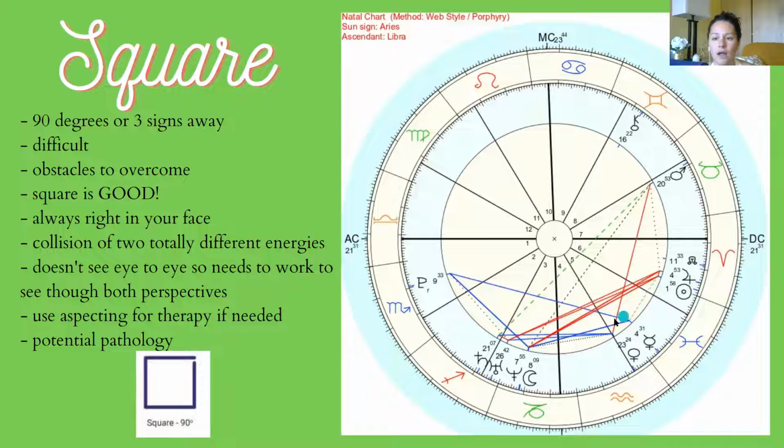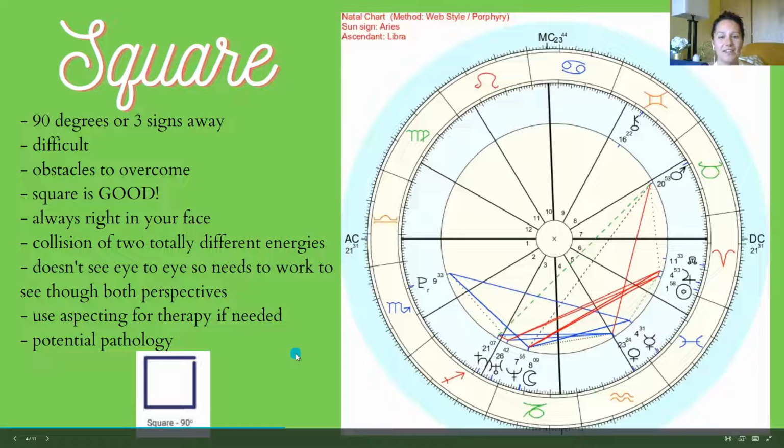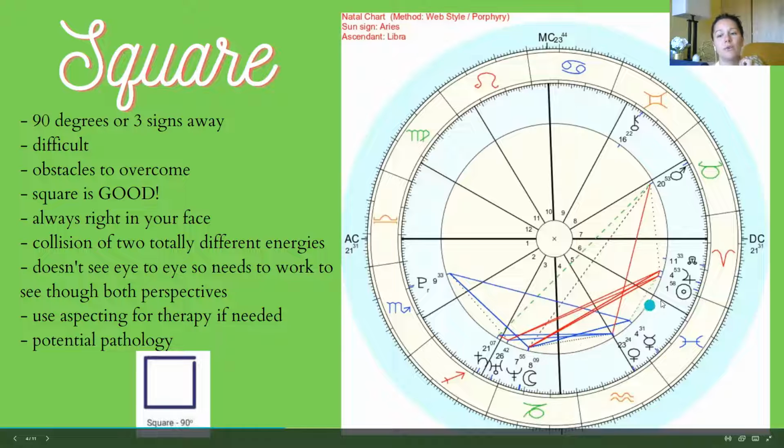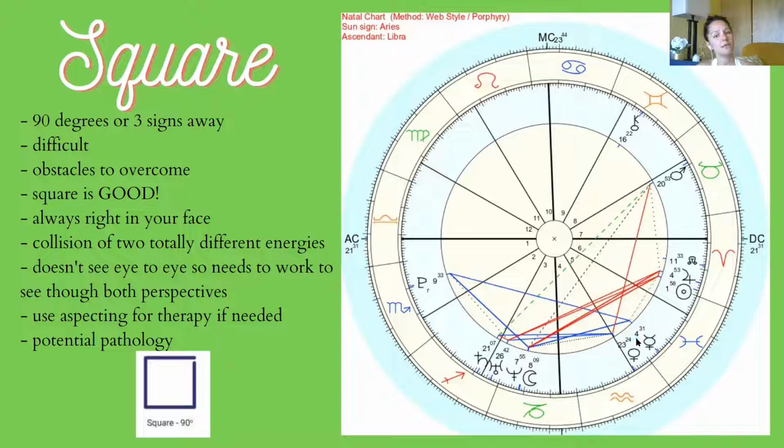I wrote here, use aspecting for therapy if needed, because I just learned about this recently and I think it's so funny. Aspecting is for when there are 2 parts of you that have totally different views on something, usually the personality of one planetary energy and the personality of another. Let's use the sun and moon in my chart because they're square. My sun has one way of seeing the world, my moon has another, and they're very drastically different.